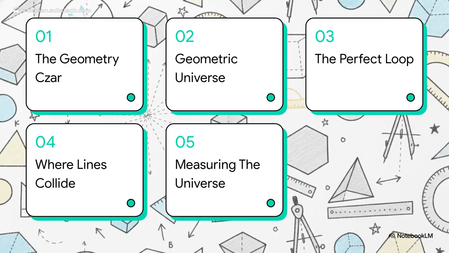All right, let's take a quick look at our blueprint for today. We'll be covering: 1. The Geometry Czar, 2. Building the Geometric Universe, 3. The Perfect Loop, 4. Where Lines Collide, and finally, 5. Measuring the Universe. Let's get right into it.